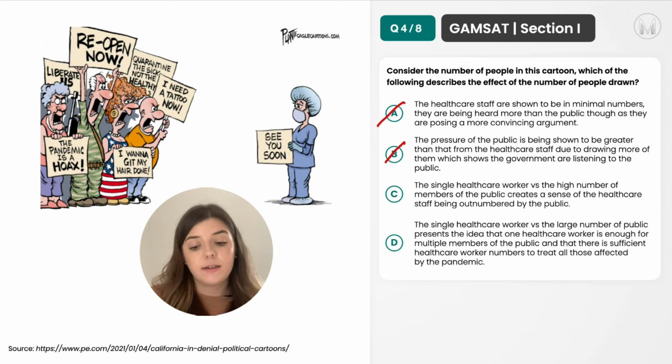Option D, the single healthcare worker versus the large number of public presents the idea that 1 healthcare worker is enough for multiple members of the public and that there are sufficient healthcare workers to treat all those affected by the pandemic. This is definitely not the case. It appears that she is outnumbered and that she wouldn't be able to treat all 4 of these members of the public. So this is definitely not the case.